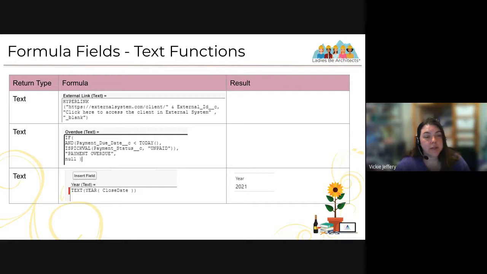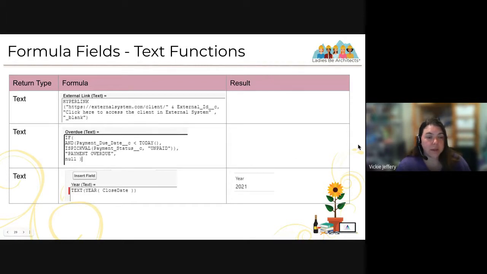So the text statement in here is pick val. I need to use that because my payment status is a pick list, so I can't just say payment status is unpaid. It won't allow you to do that. You've got to put is pick val into your formula to tell Salesforce that you're looking at a pick list.